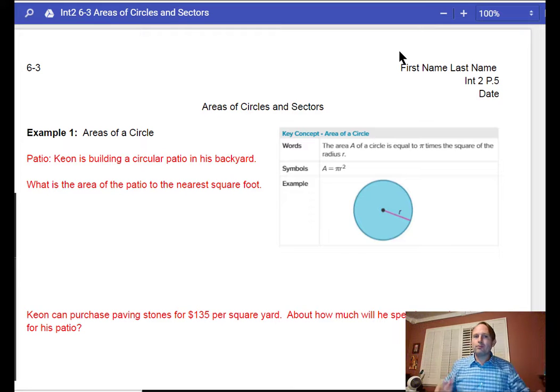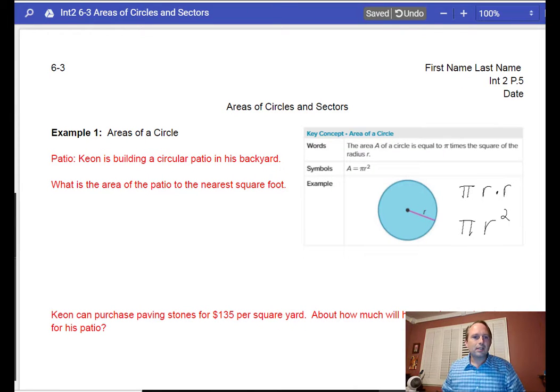So, the area of a circle. Remember in middle school, I think 6th grade, you learned that the area of a circle is pi r squared. So, pi times the radius squared, or pi times r squared.